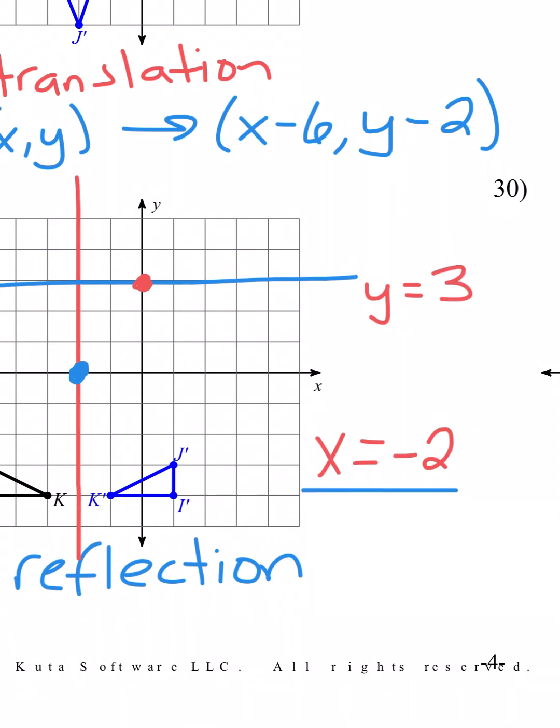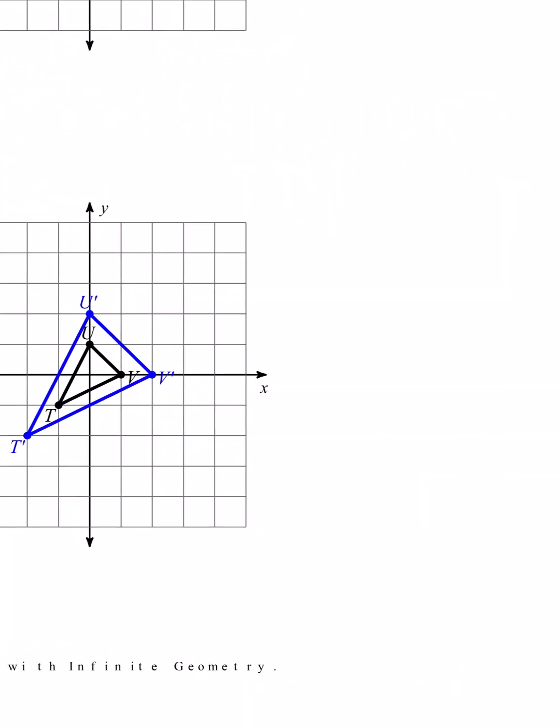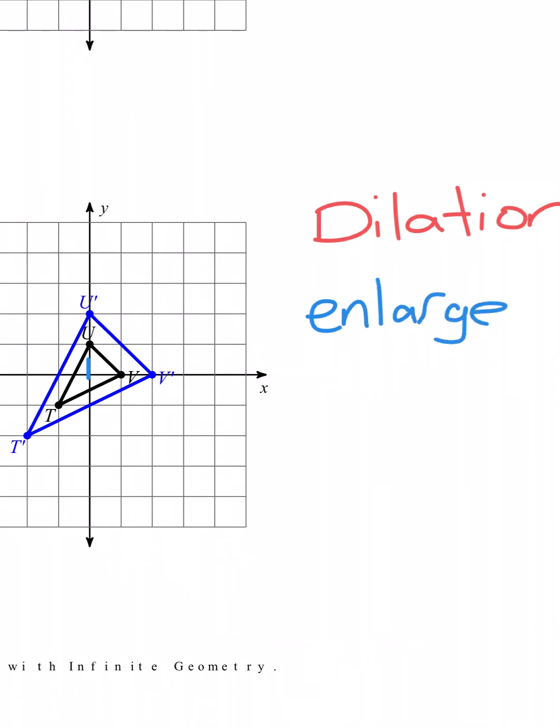All right, last one, 30. Dilation. Good. So what do we have to figure out next? Does it enlarge or does it reduce? Which one's the original? The small one. So if I go from small to big, that's an enlargement. What do I need still? By how much? So enlargement by, we need to figure that out. What's the formula I gave you?